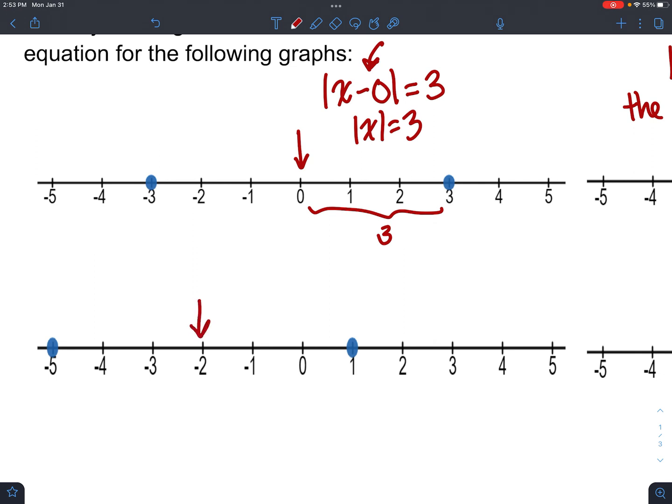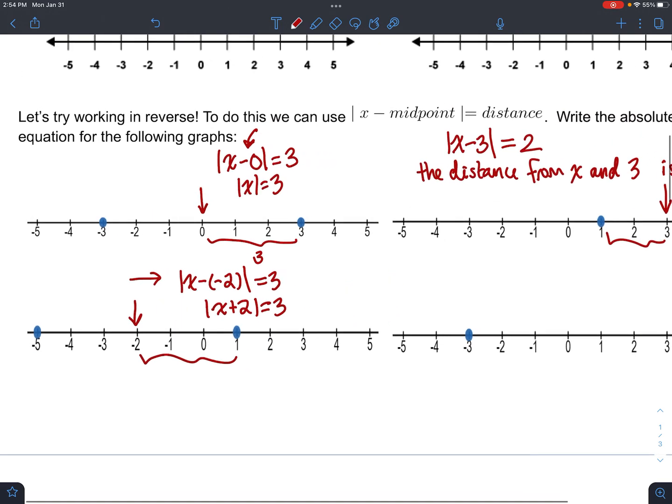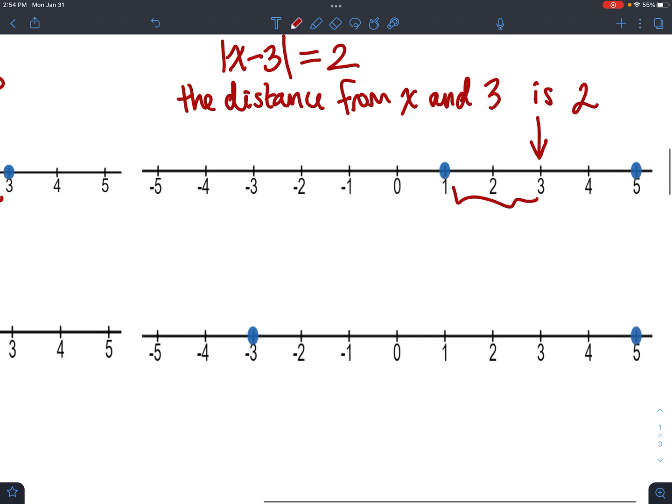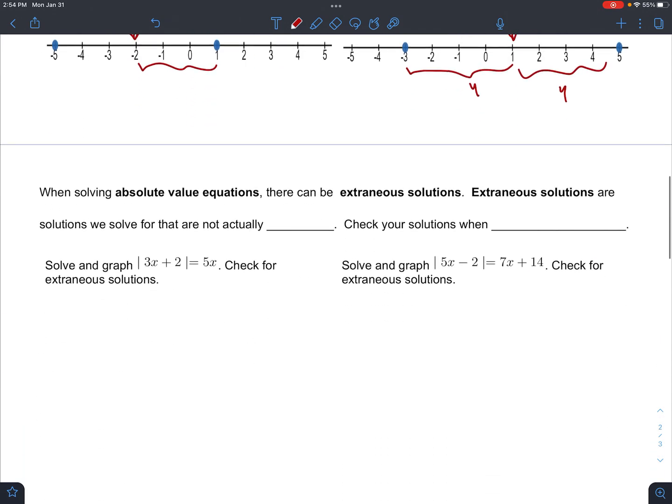Just continuing on here, this is the midpoint. So I'm going to put that in the middle, and the distance looks to be 3. So this one will make a plus sign in the middle. But I would read it from here: the distance from x to -2 is 3. And finally, the middle of these is actually right here, because there's 4 away on both sides. So the distance is 4. The distance from 1 to a blue dot is 4. So that makes sense.